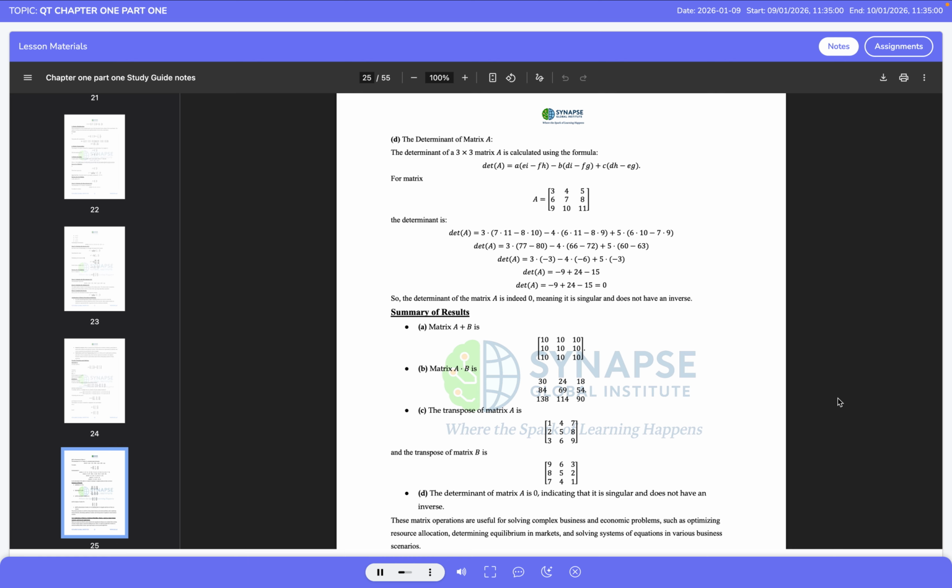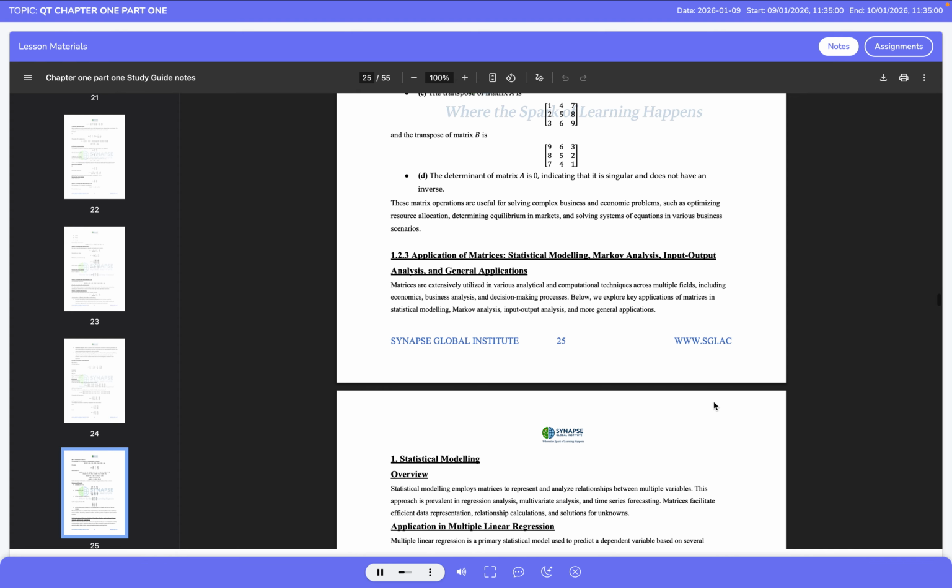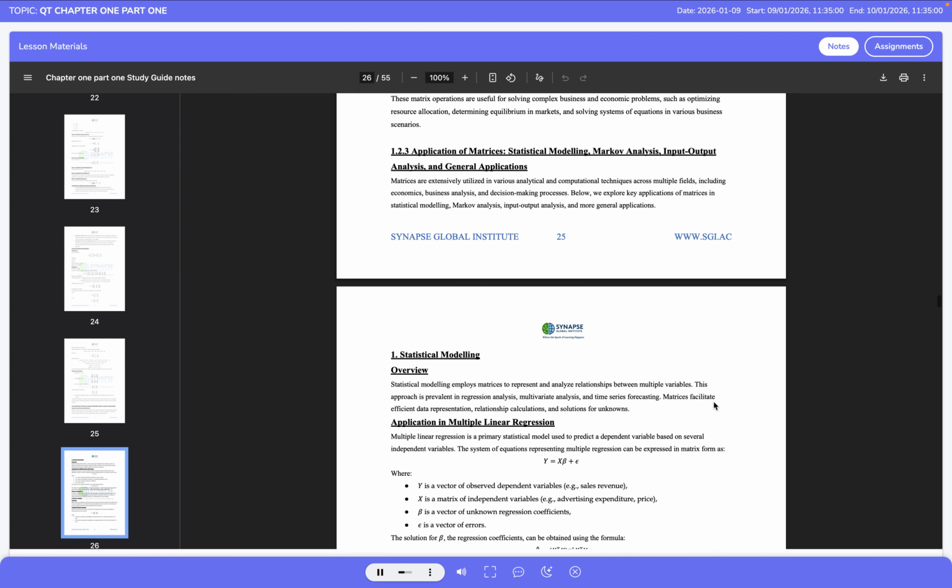We continue by examining the application of matrices in real business and analytical contexts. As we proceed, I encourage you to remain engaged and to use the chat section at any point if you need clarification, because this topic brings together theory and practice in a very direct way.